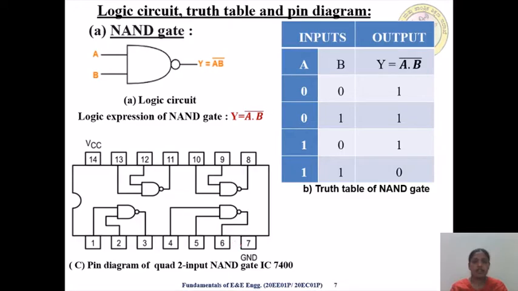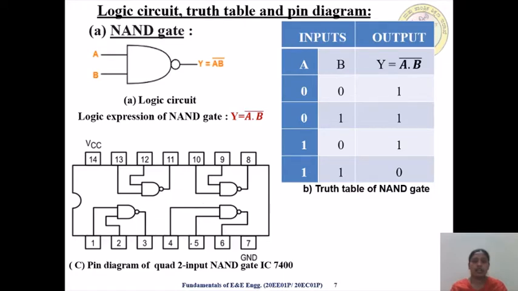After giving the connections, 7 to the ground and 14 to the VCC, give the inputs for A and B as 0, 0 and the output will be observed as 1. When it is 0, 1, the output will be 1. When it is 1, 0, the output will be 1. When both the inputs are 1, 1, then the output will be 0. This is how you have to check for all 4 gates.